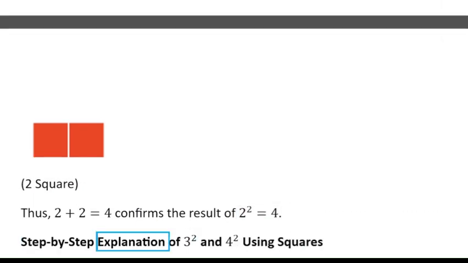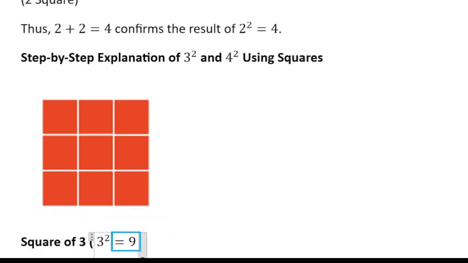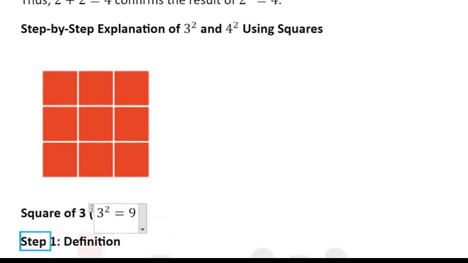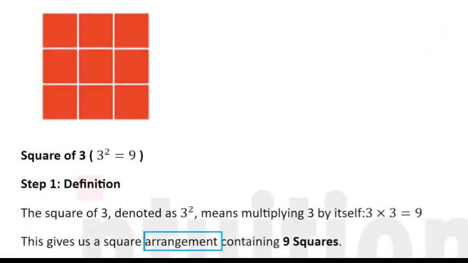Step-by-step explanation of 3 squared and 4 squared using squares. Picture 38. Square of 3. 3 squared equals 9. Step 1. Definition. The square of 3, denoted as 3 squared, means multiplying 3 by itself. 3 times 3 equals 9. This gives us a square arrangement containing 9 squares.